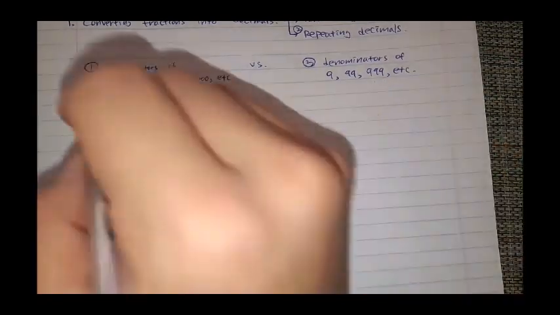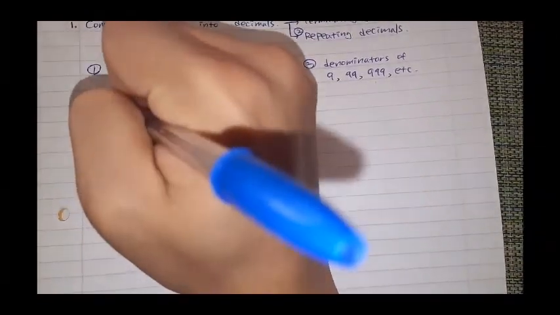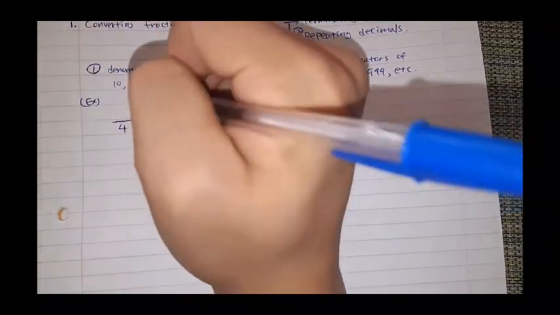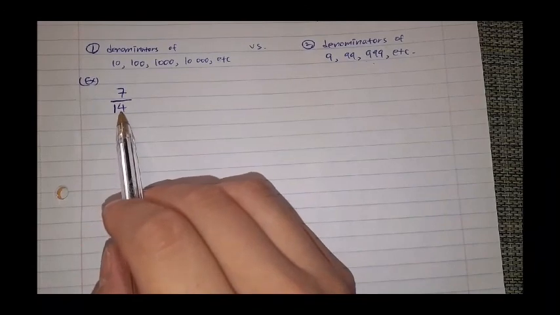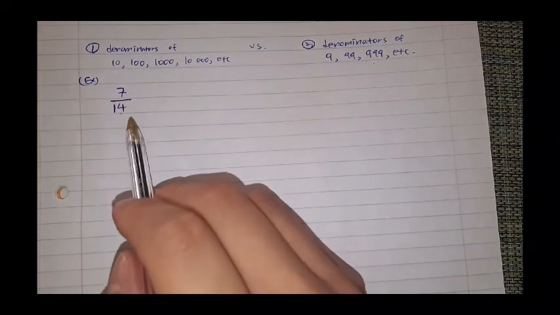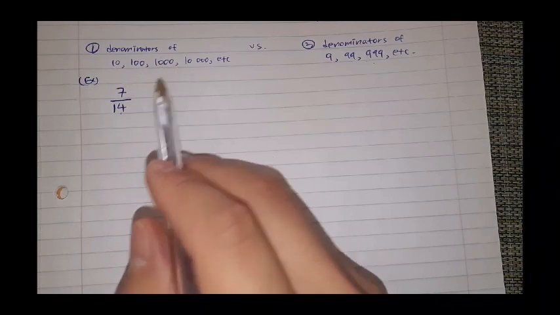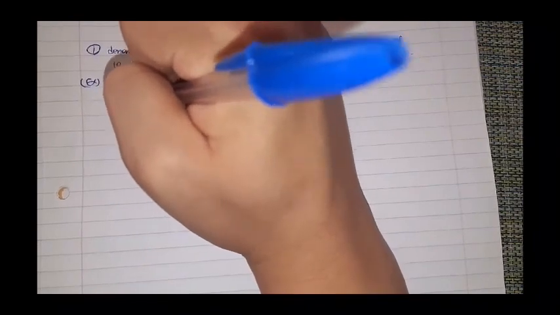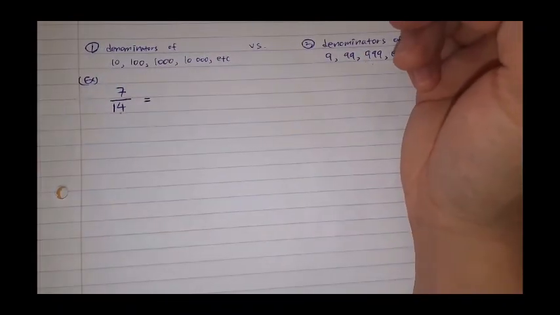So let's do a quick example. Let's say you have 7 over 14. I'm already starting with some intermediate to tough example because some people may say, Mr. Kim, there is no 14 that will multiply by something that makes 10, 100, 1,000 or 10,000. What should I do? Well, here's the thing. You are not always multiplying to get into tens and thousands.